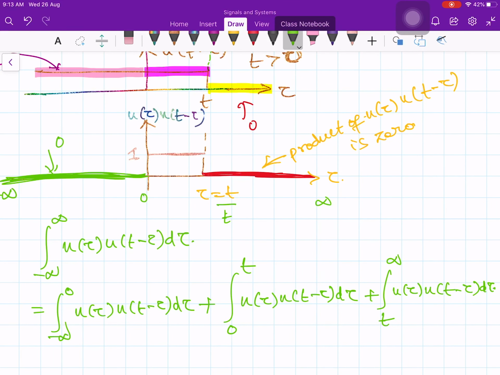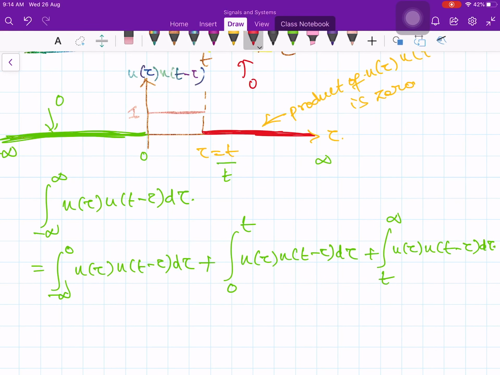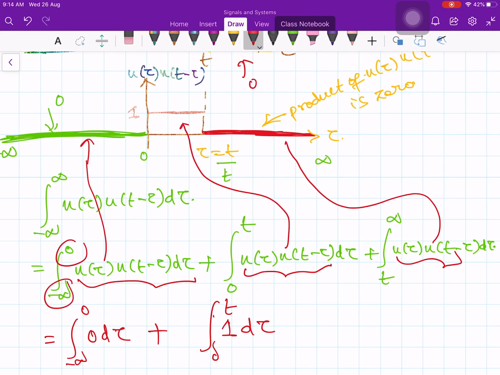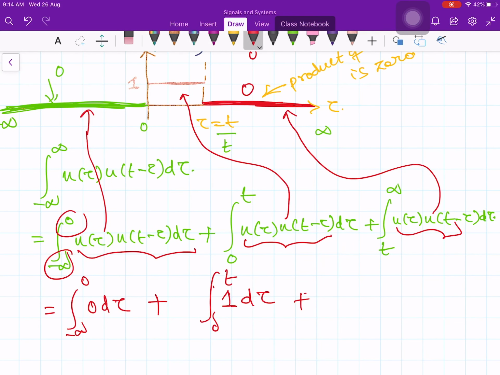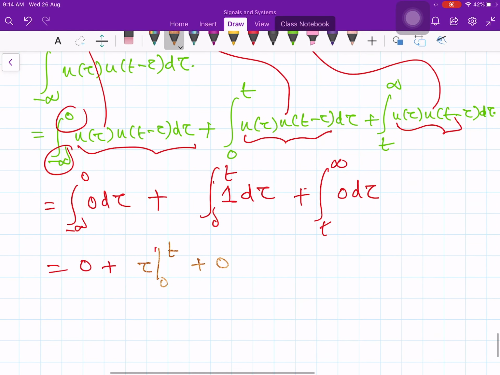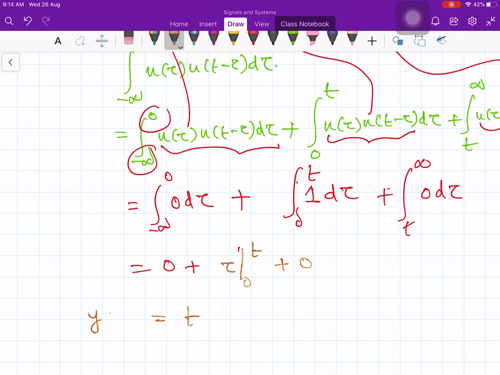Now what is this equal to? In this integral it is 0. Therefore the integral from minus infinity to 0 of 0 times d tau, plus 0 to t, what is this? It is a constant 1, 1 times d tau, and the last one is again 0, so t to infinity of 0 times d tau. Therefore the first one is 0, plus the second one, the limit is 0 to t, plus the third one is 0. So you will get t. Therefore your output y of t is equal to t for t greater than 0.